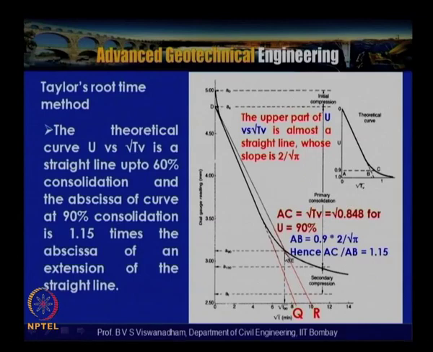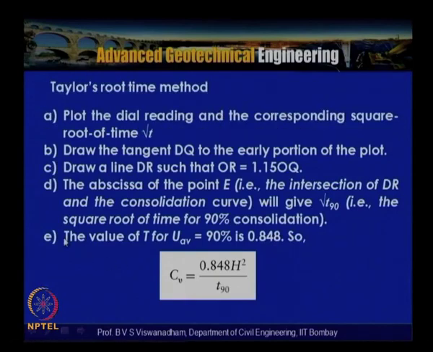This point is regarded as E, and when you drop the vertical, we get the time required for 90% consolidation. So this is 90% consolidation, this is 100% consolidation, and this point D is regarded as 0% consolidation, that is the dial reading at 0% consolidation. The value of T v for U equal to 90% is 0.848. So C v can be obtained as 0.848 into H square by T90. Here H depends upon the drainage path, single drainage or double drainage, and based on that we can calculate C v, which is nothing but 0.848 H square by T90.